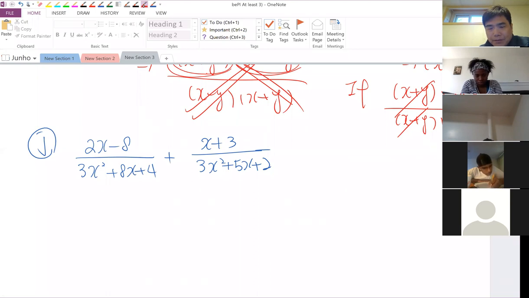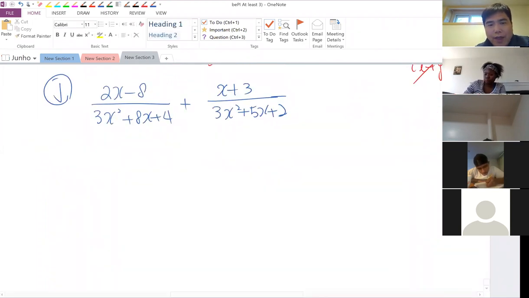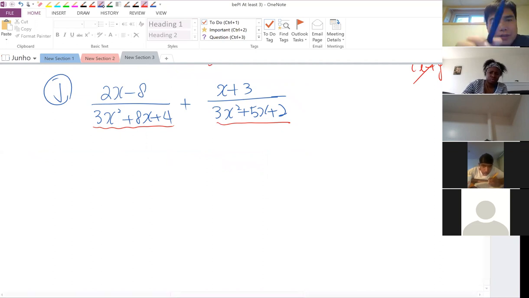We have the denominators related to... Exactly. We should factorize the denominator first. Sure. Yeah. So, what do you get then? X plus 2.